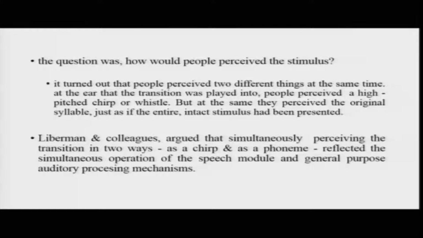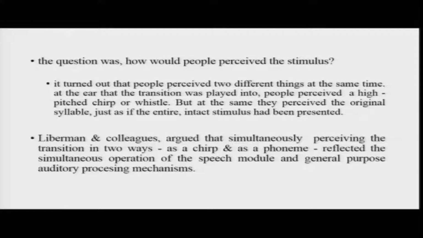What they found out is that people perceived 2 different things almost at the same time. At the ear the transition was played into, people perceived a high pitched chirp or a buzz. So wherever, say for example in the right ear, I will perceive a high pitched chirp or a buzz, but at the same time they also perceive the original phoneme, because in some sense they combined these and heard the actual phoneme that was played and split. So this is an example of what I was saying as duplex perception.